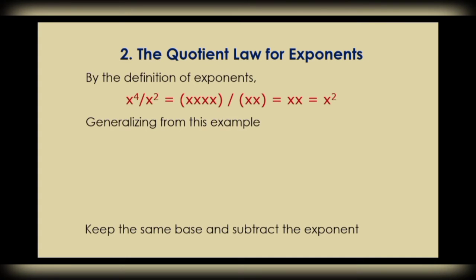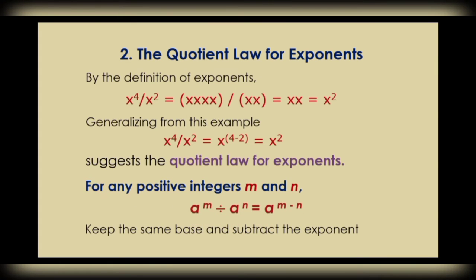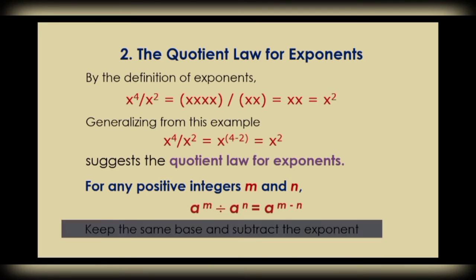Generalizing from this example, we come to know when the bases are same in the quotient, we just subtract their exponents. So x to the power of 4 minus 2 is equal to x to the power of 2. Now it suggests the quotient law for exponents. For any positive integers m and n, a to the power of m divided by a to the power of n is equal to a to the power of m minus n. Bases are same, so we write the base one time and subtract the exponents only.